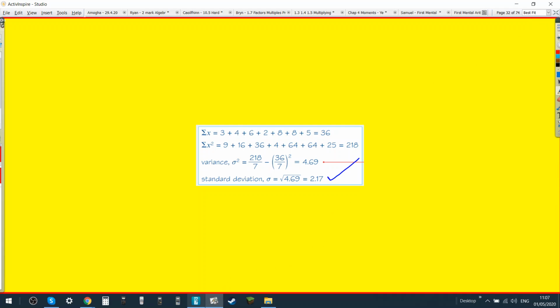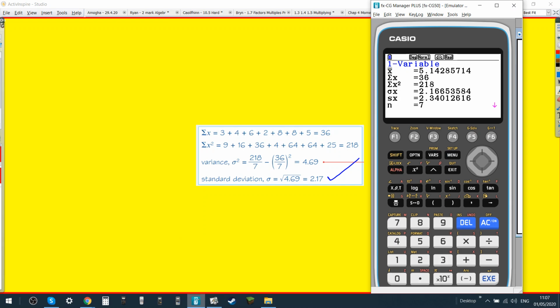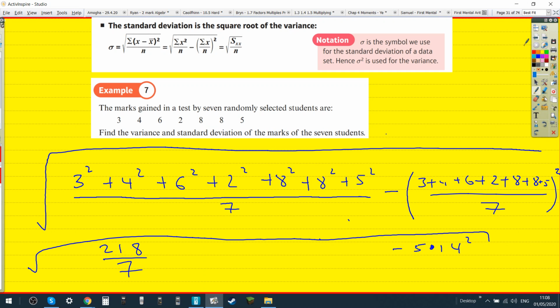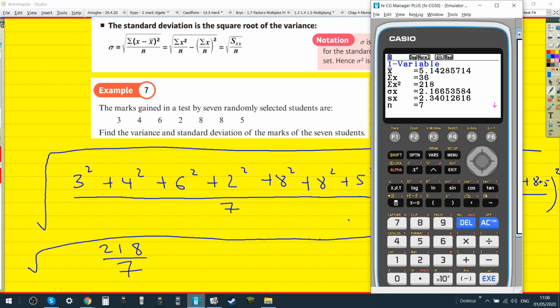2.17 rounded. So it's the delta x, which is the standard deviation there. And that's where it comes from. If you have to show your working out, you can do it this way.